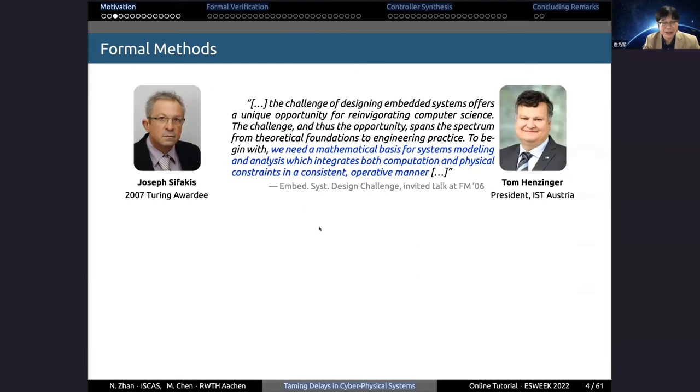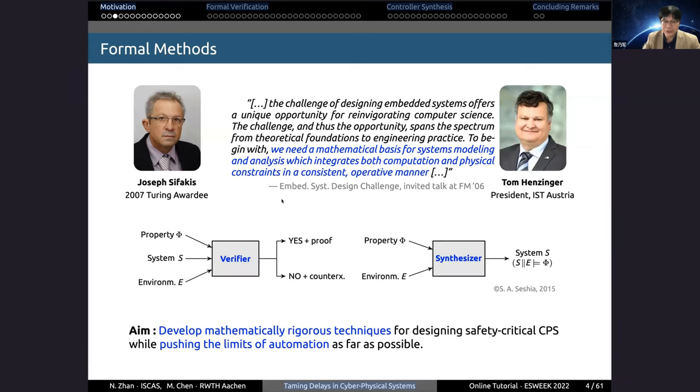Actually, some pioneers in computer science, like Joseph Sifakis and Tom Henzinger, already pointed out the challenge. They claimed that we need a mathematical basis for systems modeling and analysis, which integrates both computation and physical constraints in a consistent operative manner. Actually, there are two issues we need to consider here.